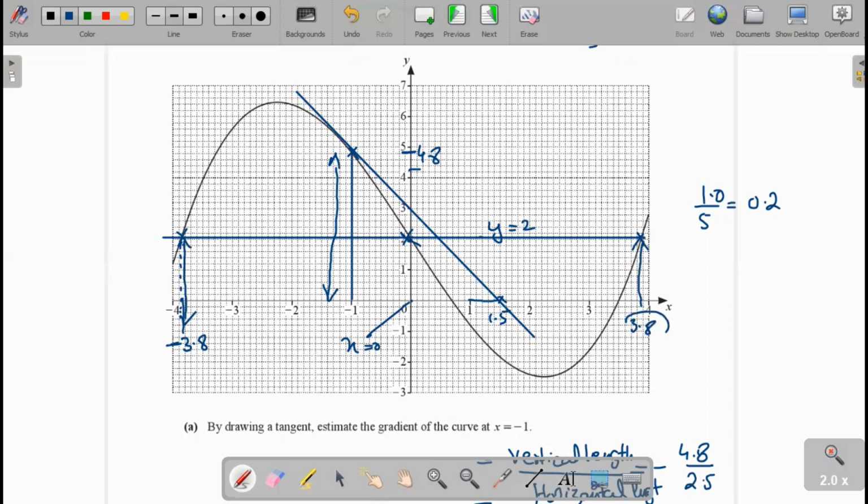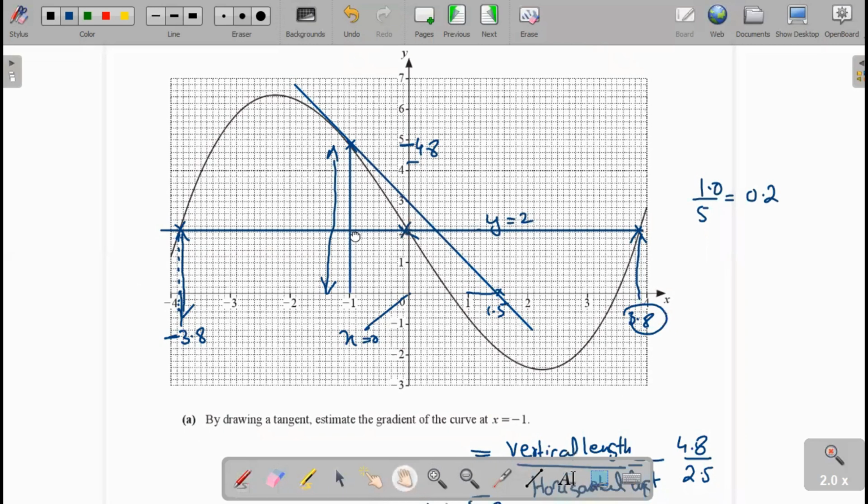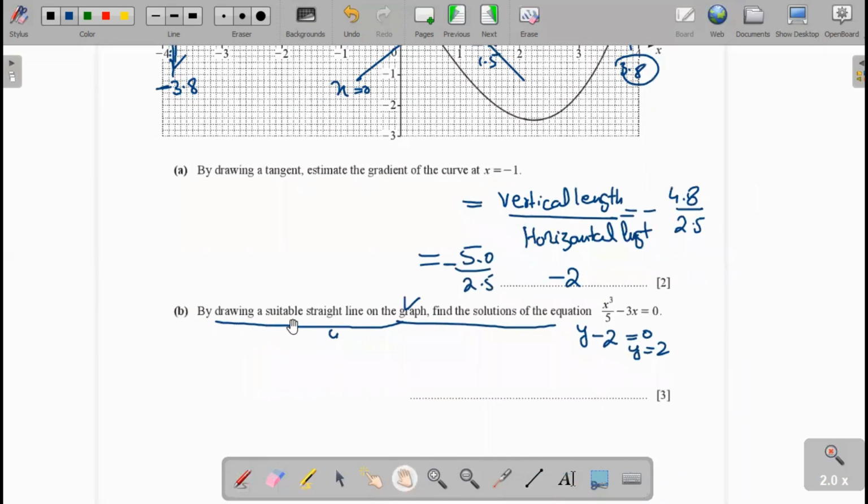We write these values. Now the solution of this equation will be at minus 3.8, 0, 3.8. These are the values of the solution. Now we go to the next question.